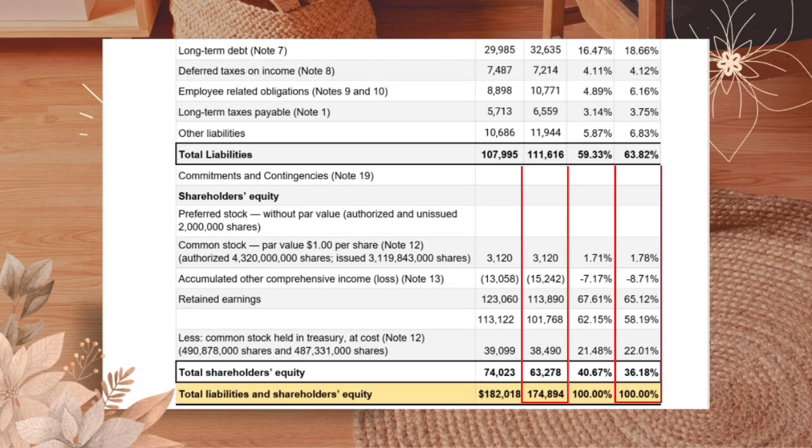The total liabilities 111,616, and the total shareholders' equity 63,278. The total liabilities and shareholders' equity 174,894. Divided by the total assets of 174,894 is 100%, which is equal.